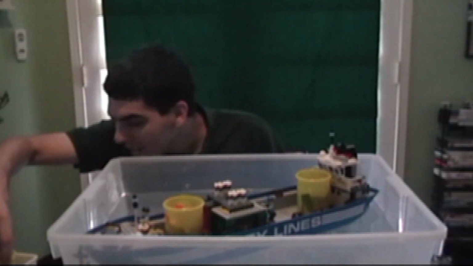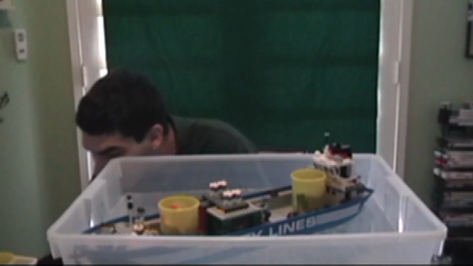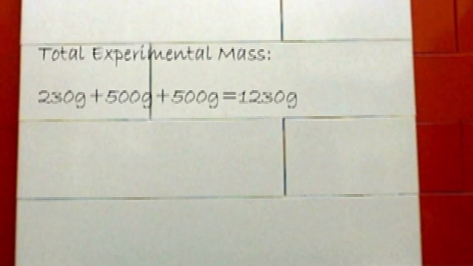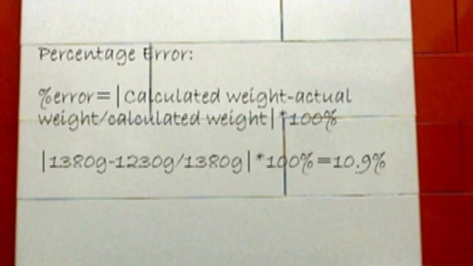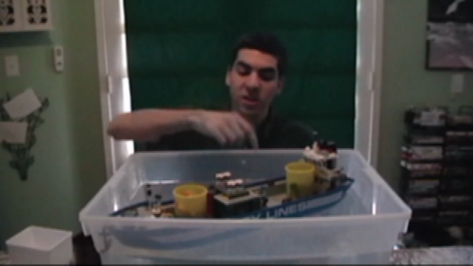Now I will calculate the mass of the coins I put in, which is 230 grams. Now we add up all three masses together to find our experimental mass. We then take this number to calculate the percentage error, which we then find to be 10.9%. So what have we learned? Today we have learned that the greater weight that a ship applies to the water, the greater buoyant force is needed to keep it afloat.